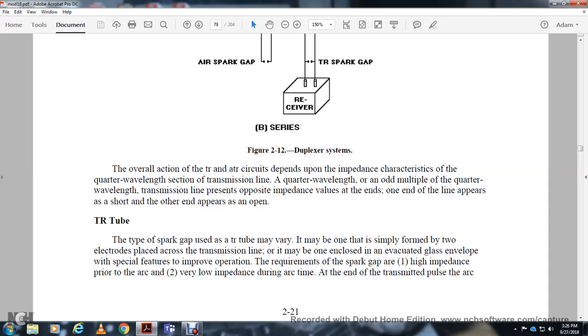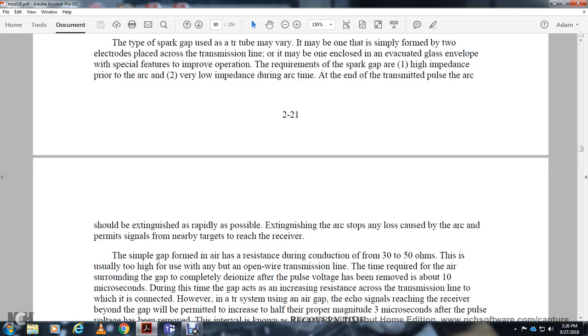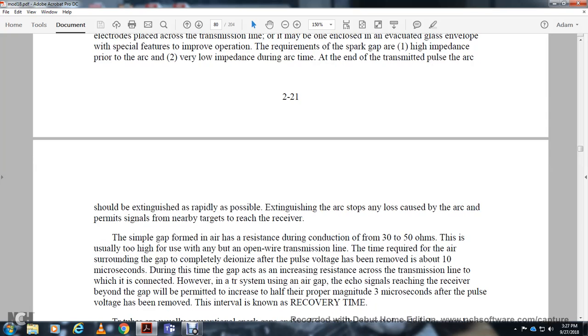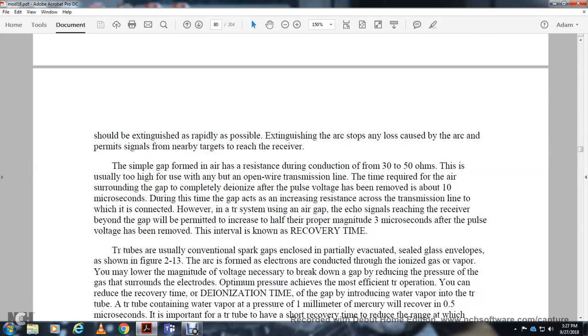The type of spark gap in the TR tube may vary from simply two electrodes, or a curved transmission line enclosed in an evacuated glass envelope, with spacing chosen to improve operation. The spark gap has a high impedance, while the arc has very low impedance during the transmitted pulse. At the end of the transmitted pulse, the arc should extinguish very rapidly, because a lingering arc would cause loss of the echo signal from a nearby target to the receiver.